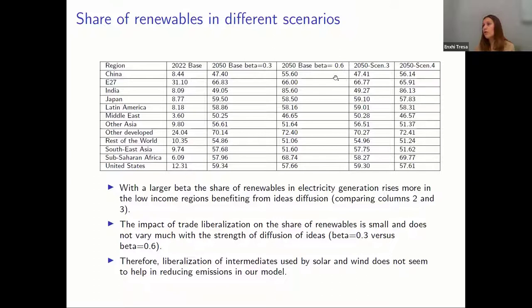But if we compare these two scenarios, so columns 2 and 4 with the results, we can see that the increase in general when beta is 0.6 is more important, so the increase in the share of renewables. So I will conclude now.